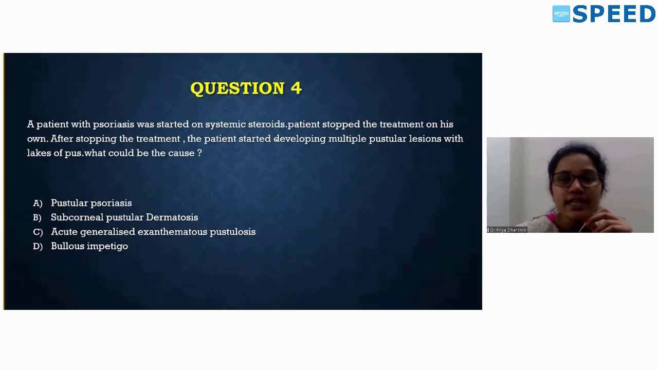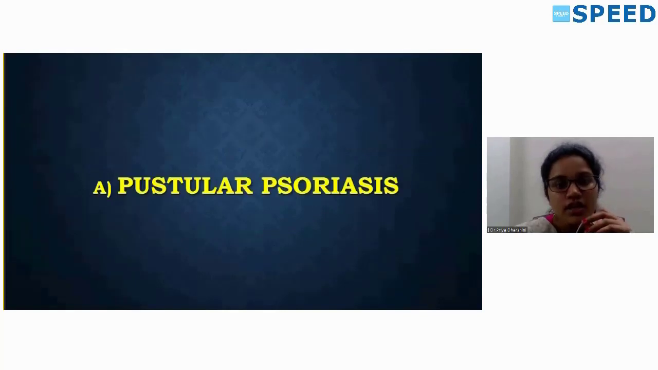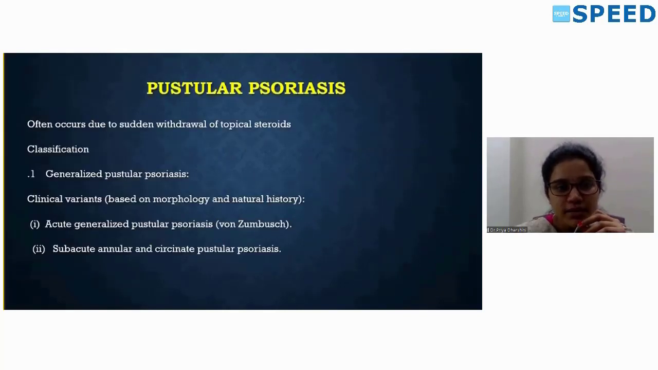As I told earlier, if you start a psoriasis patient on systemic steroids and stop it abruptly, the patient will have a flare of psoriasis. And here in this question, the key word is pustular flare, pustules. So it is pustular psoriasis. Pustular psoriasis mainly occurs in this clinical scenario, withdrawal of systemic steroids, although there are other trigger factors which we'll be seeing now. So this is pustular psoriasis. We'll see a few points about pustular psoriasis. It often occurs due to sudden withdrawal of topical steroids or systemic steroids.